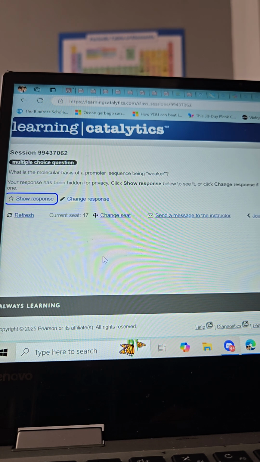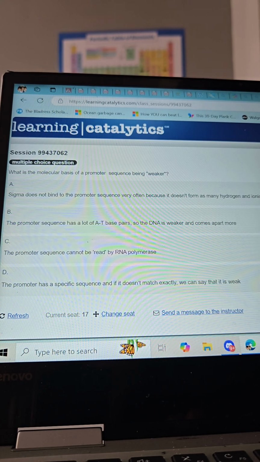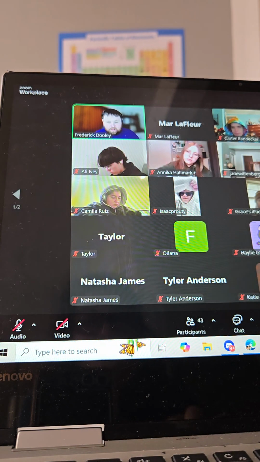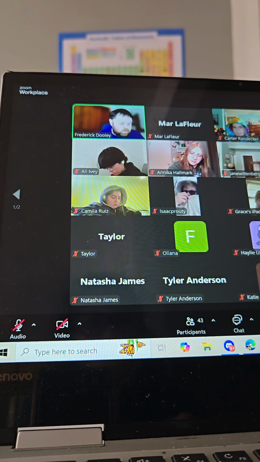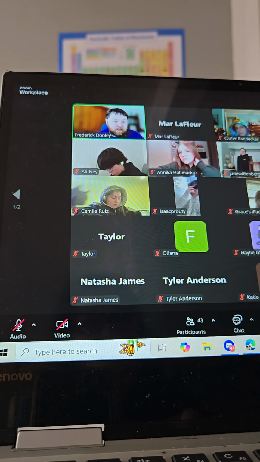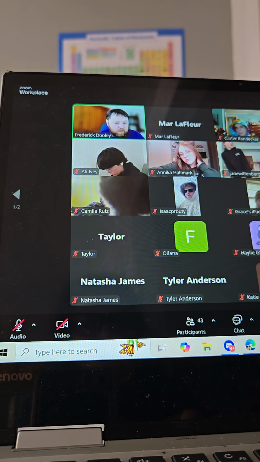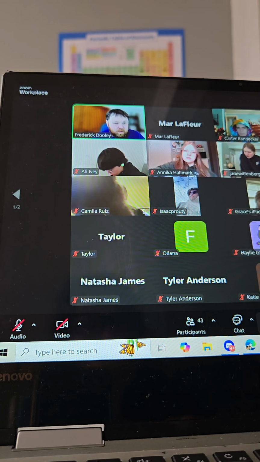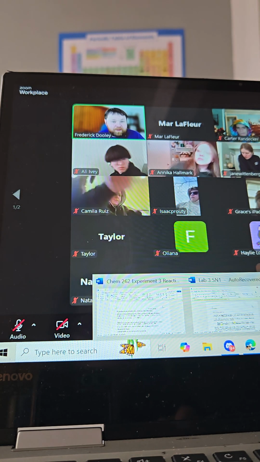All right. So, what do we think it means to be weak? It doesn't get expressed all the time. Okay, excellent. And what does that mean? We still want it to be made all the time, but we want to make it slowly all the time. It's not less promoter, but the promoter itself is weak, so it's going to be a different sequence.